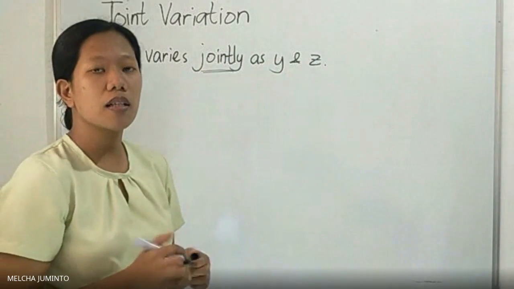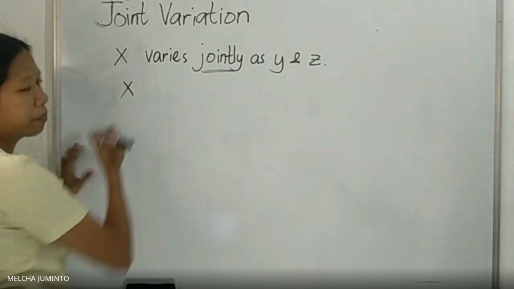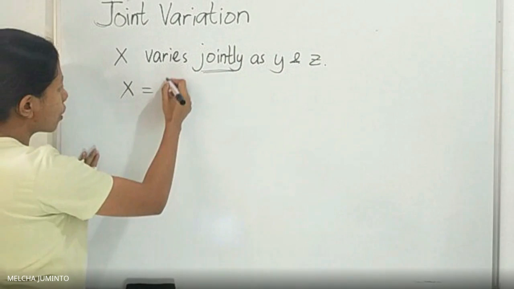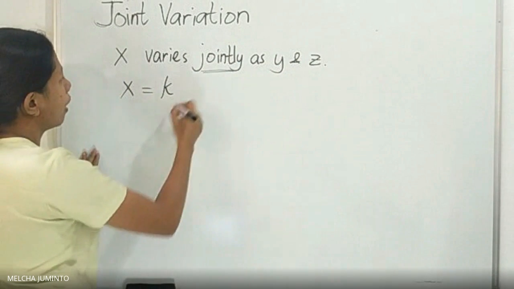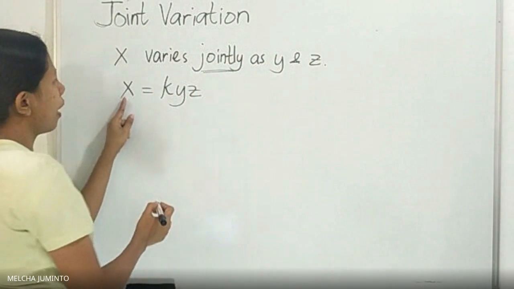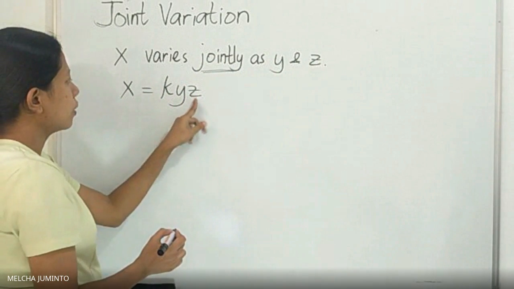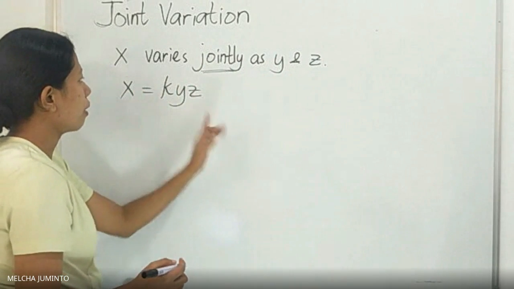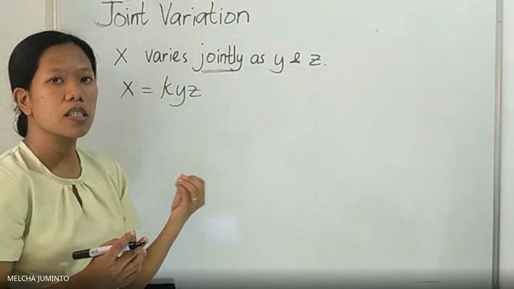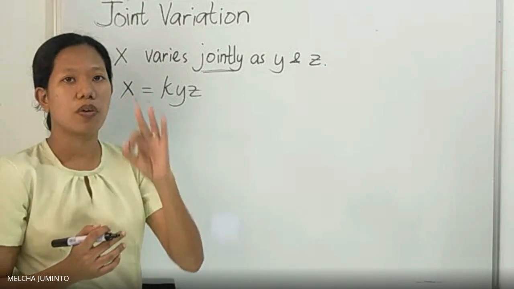In mathematical statement, we can write that as x equals, we have of course the constant k, and then beside k are the variables y and z. So x varies jointly as y and z. So there is no fraction on the right side because jointly is somewhat similar to direct variation. The only difference is that there are three involved variables.